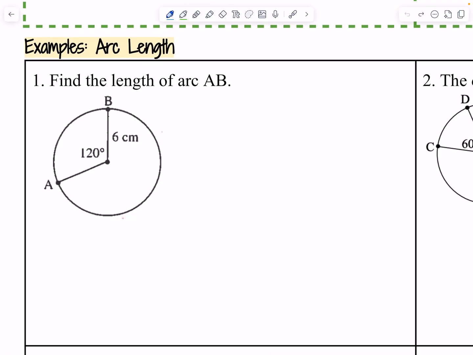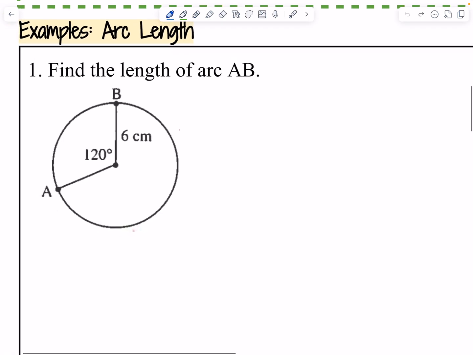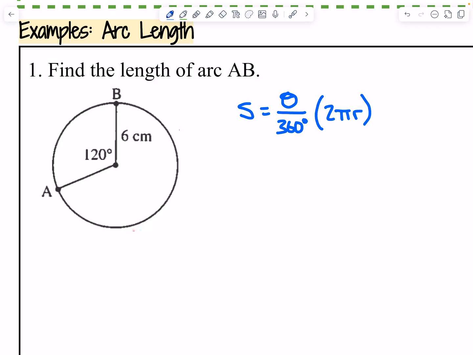So number 1 says find the length of arc AB. So all you have to do is notice this is in degrees. So I'm going to need the formula for degrees. I'm going to say S is theta over 360 because that's the important part of the formula. If I have degrees, I need to use the fraction out of 360, because that's how many degrees are in a whole circle. And then I'm going to multiply by the circumference of the circle, which is 2 pi times the radius.